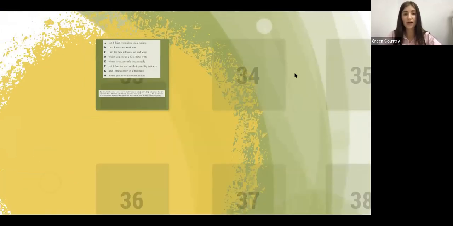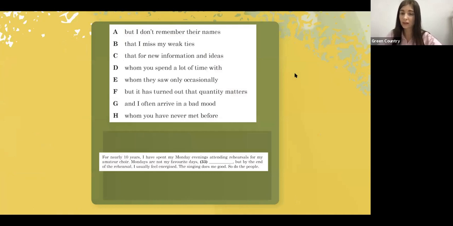This is the next part. So here you will have to complete the text with the correct idea. Let's analyze. When you start this kind of task, please be focused on the gap and the words before the gap and the words after the gap. Also, let's have a look at the text itself. "For nearly 10 years, I have spent my Monday evenings," and so on and so forth. First, what can it be about, my routine, I think, and I see the word rehearsal. It's something connected to music or maybe theater playing and so on. Next, we mentioned singing. So obviously it's about music. Someone is into music.